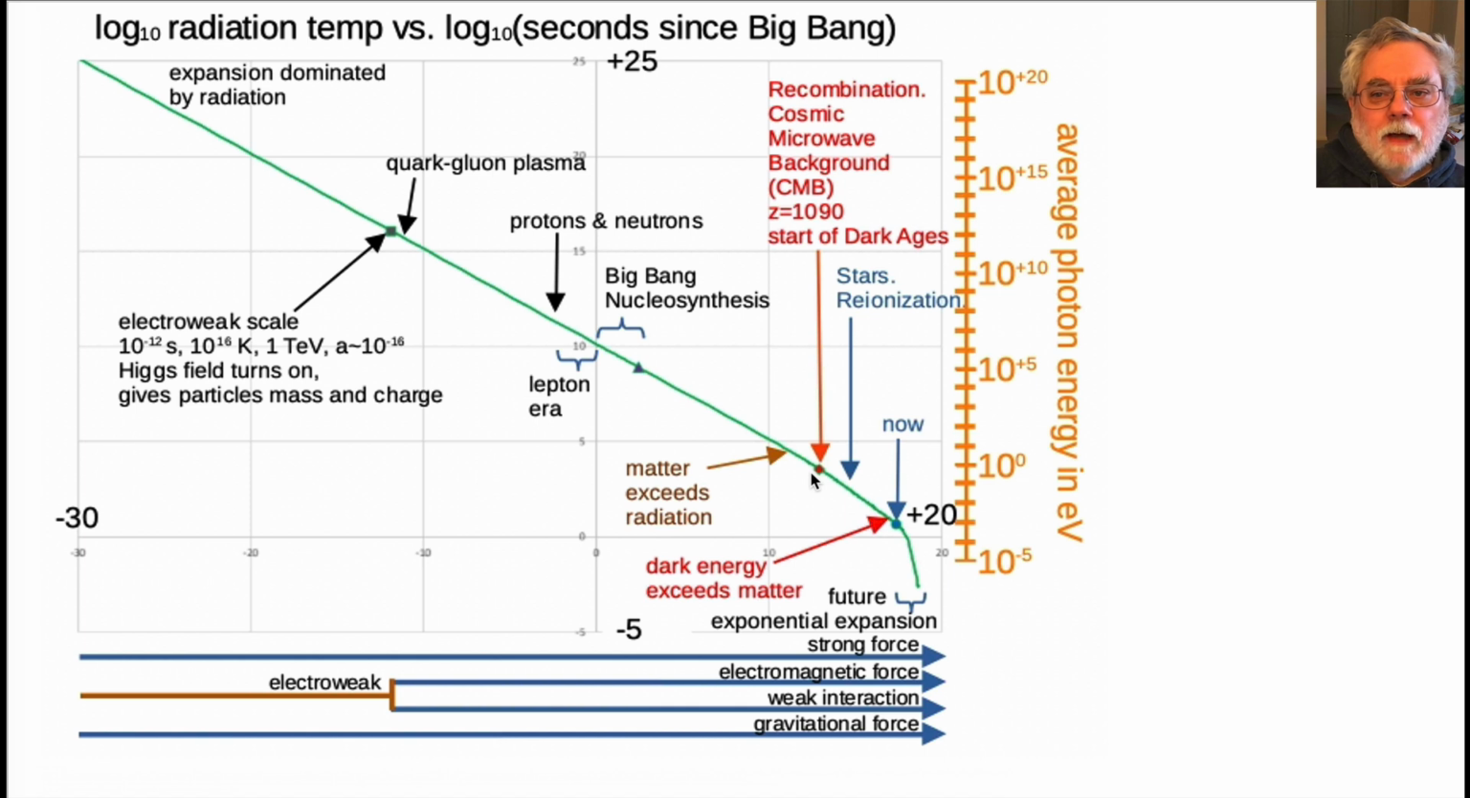From 220,000 years to 370,000 years, here, the radiation temperature cooled from 4,000 Kelvin to 3,000 Kelvin. Over this period, protons and electrons combined to form neutral hydrogen atoms. This is called recombination, even though they had never previously been combined. Neutral helium atoms had already formed.